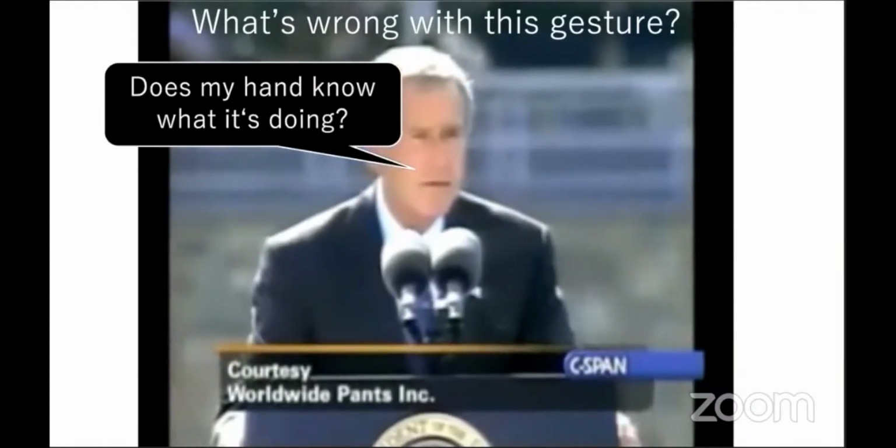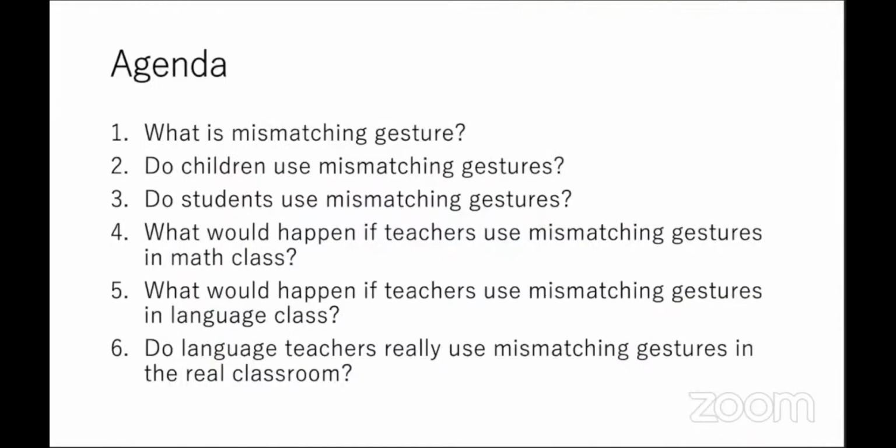So I hope by now you know what's wrong with this gesture. Okay, here we go. So let me talk about the agenda for my talk.